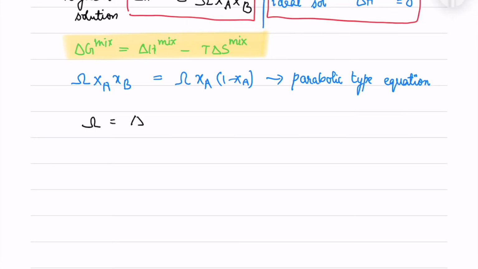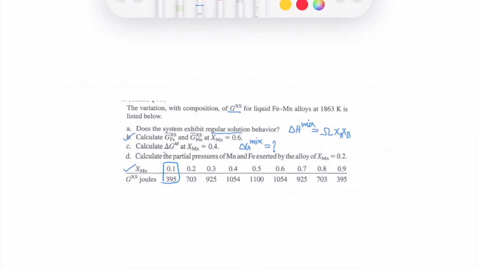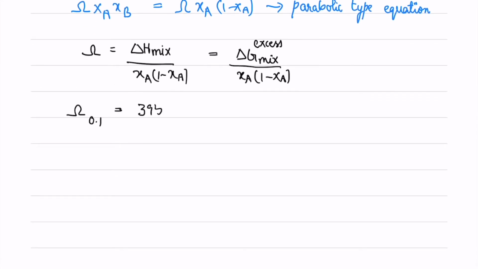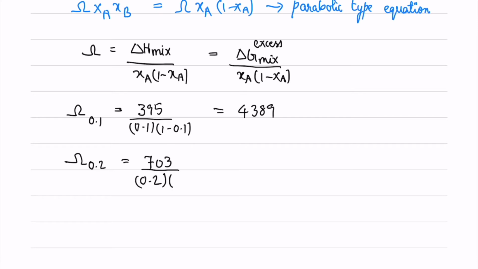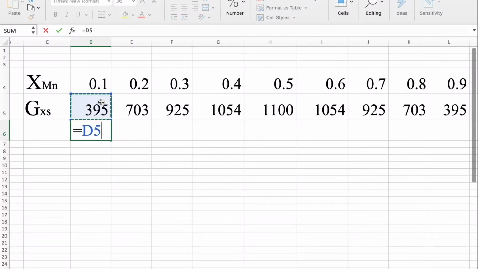So let's calculate omega based on the table. It's nothing but delta H mix divided by xa into 1 minus xa. So that is nothing but delta G mix XS divided by xa into 1 minus xa. We are given two things, so I'll start with 0.1 and 0.2. Omega at 0.1 is 4389 and omega at 0.2 is 4393.75. So let's write the table in Excel and compute the omega for each composition.